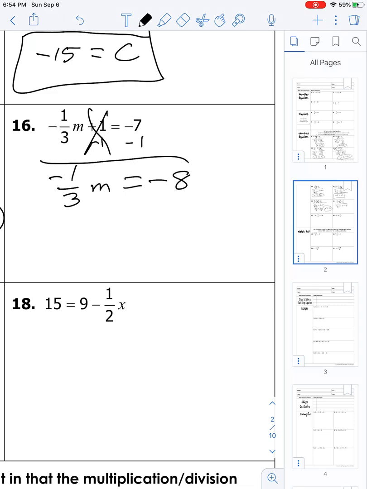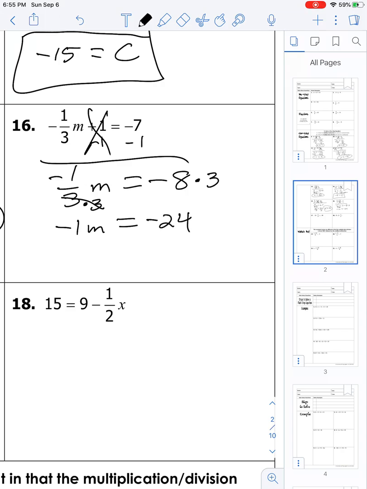Now for this, notice how I put the negative on the top. Generally, the negative in a fraction is always applied to the top. So in order to get rid of the bottom of the fraction, I'm going to multiply by the bottom of the fraction. So that cancels that out. It leaves me with negative 1m. Negative 8 times 3 is negative 24.